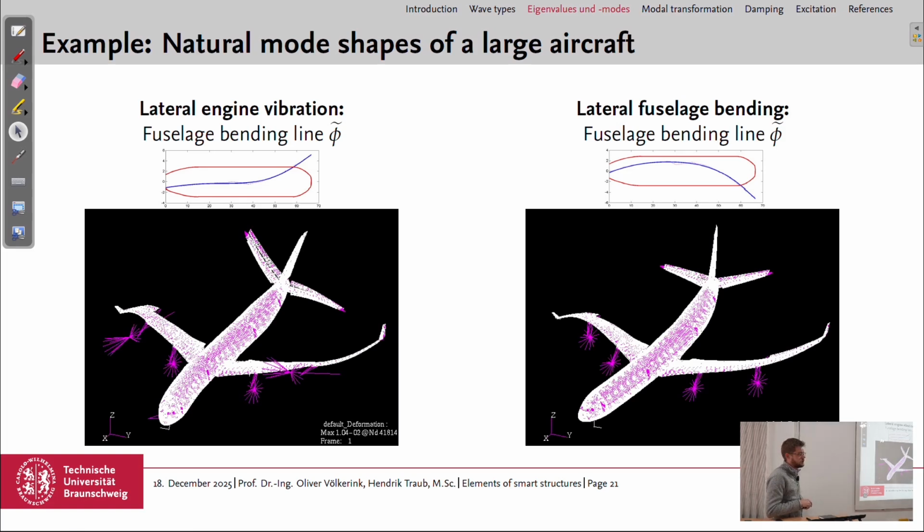Of course, in real structures, it's far more complex than our simply supported beam. For example, these are natural mode shapes of an aircraft. I think it could be an Airbus A340 with 4 jet engines. And here, if you look from the top, here's the front, and here's the cockpit section. Here's the empennage. You can see the fuselage bending line, which means that here the cockpit section bends to one side, and here is another eigenmode of the structure where it's curved in the other direction.